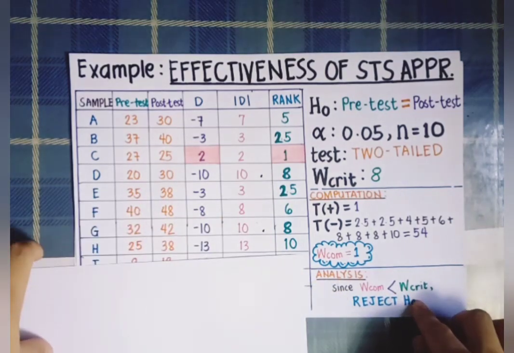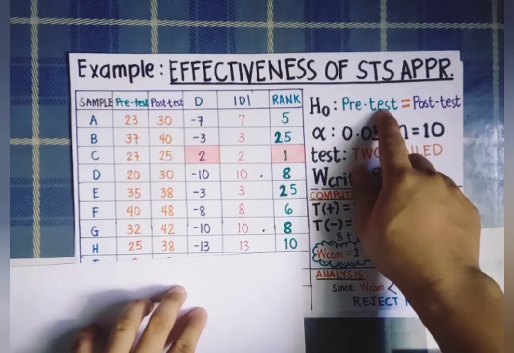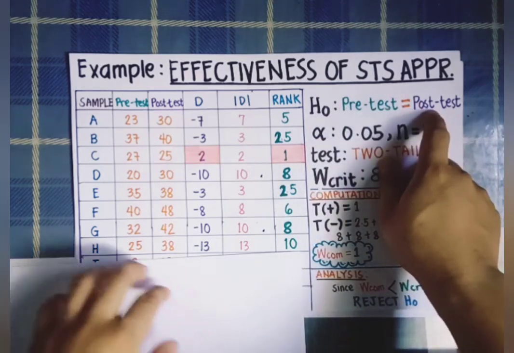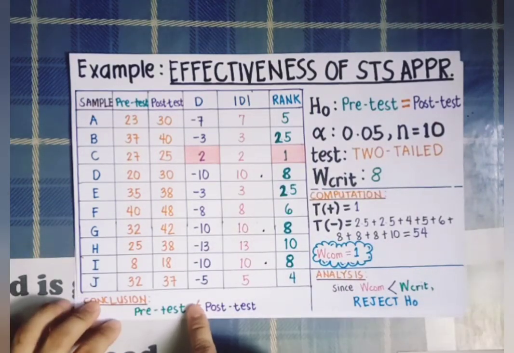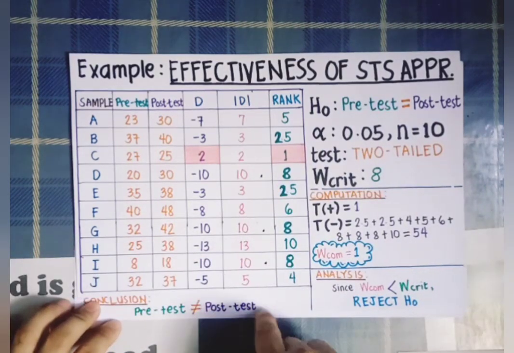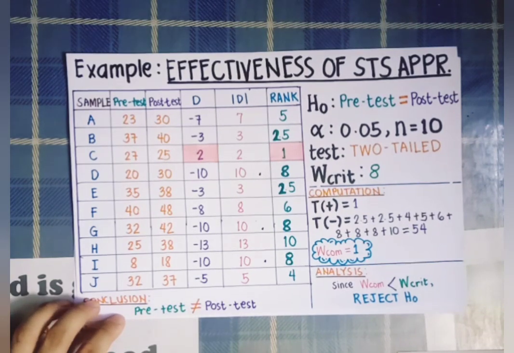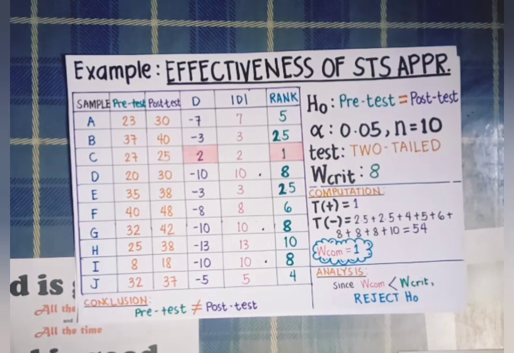Therefore, what will be our conclusion here? Since our null hypothesis is that pretest scores are just the same as post-test scores, or there's no difference between pretest scores and post-test scores, then we are going to reject this, and our conclusion will be that the pretest scores are not equal to post-test scores, or there is a significant difference between the pretest scores and post-test scores. That is how we can use the Wilcoxon signed rank test in determining the significant difference between two different data from dependent samples that are not normally distributed.